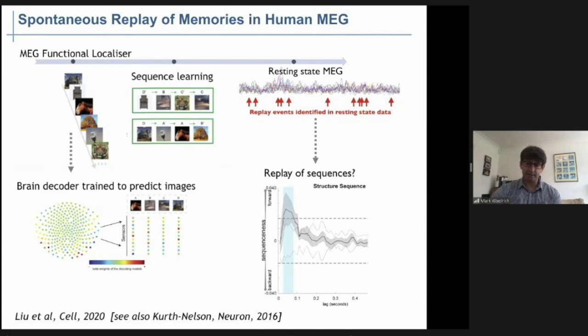And so when they did this, they found evidence of sequenceness, as they called it, evidence of replay of sequences. And this has now been replicated over a couple of different studies, and probably more that I'm not aware of. So this is very nice.